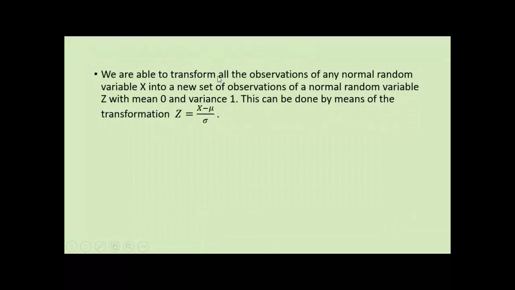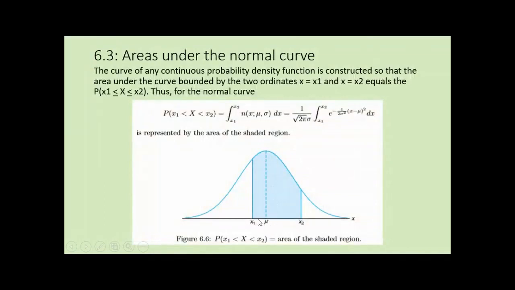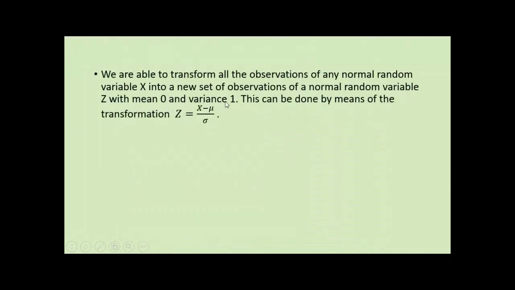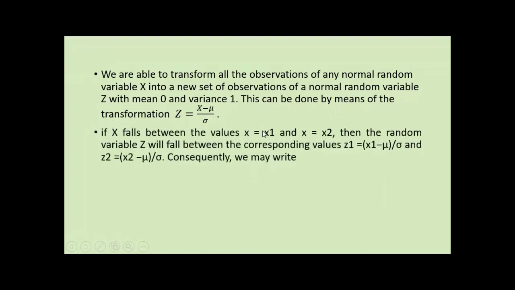We are able to transform all observations of any normal random variable x into a new set of observations of a normal random variable z. We are going to convert x into z, then use the table, with mean 0 and variance 1. When the mean is 0, the center point becomes mu, the axis. This point will be 0. On the left-hand side you will get negative values, on the right-hand side you will get positive values. With mean 0 and variance 1, this can be done by means of the transformation z equals (x minus mu) over sigma.